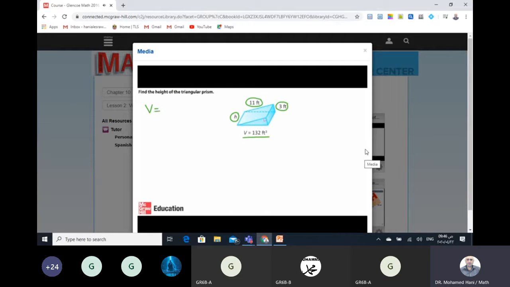The volume of a triangular prism is equal to the area of the base times the height. Now, this uppercase B refers to the area of the base, and we're given that we have 11 by 3 on the base. So we're going to write this as the volume is equal to 1/2 times 11 times 3 times h, which we don't know.